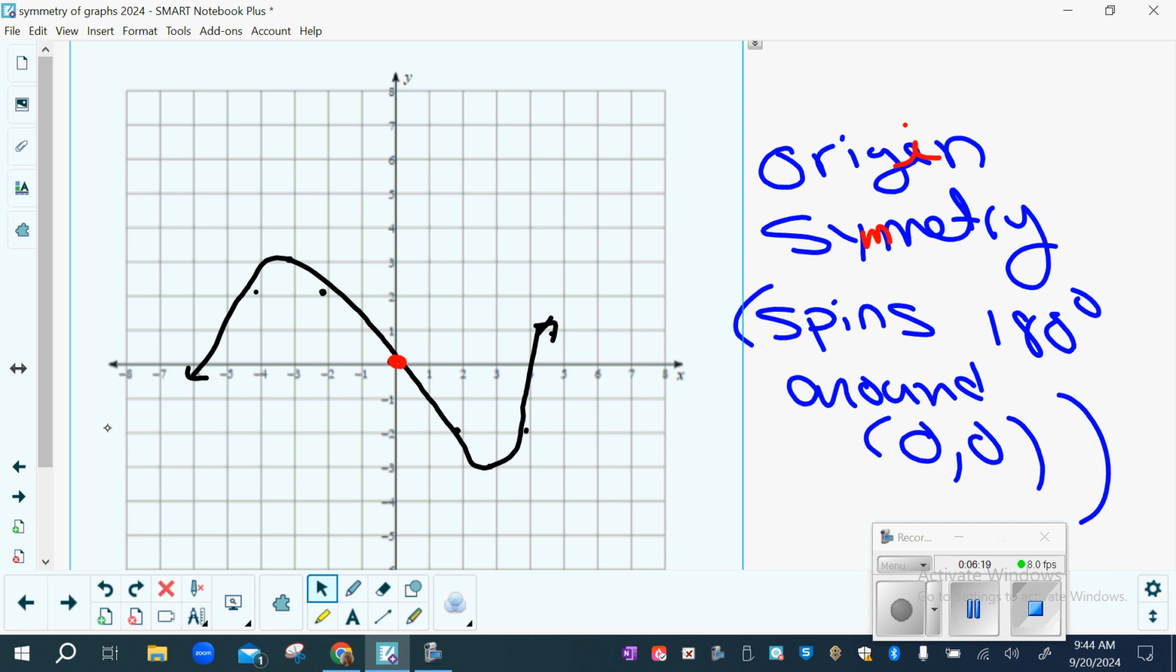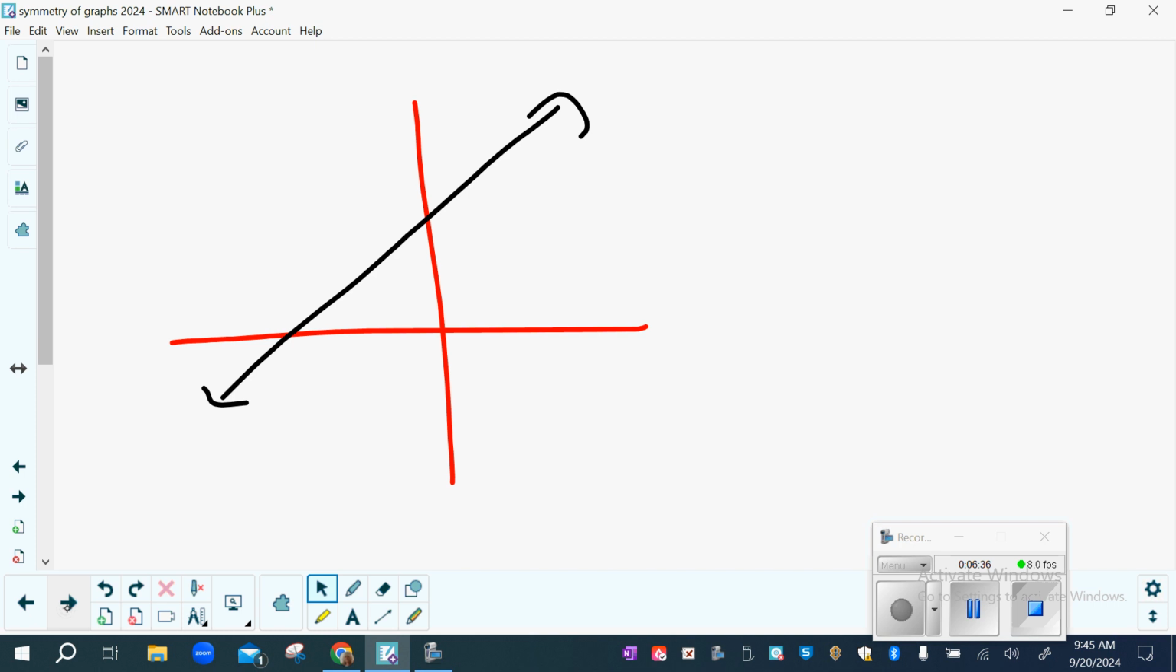Can you spin it? I had some kids today who were doing these in the class. They put their pencil in the middle and they spun it. And if it got back to where you started from by spinning it 180 degrees, it has origin symmetry. Now, here's the reality in life. The reality in life is most stuff has no symmetry.